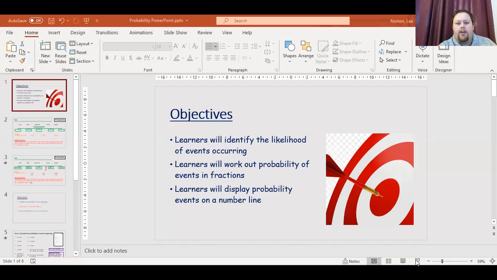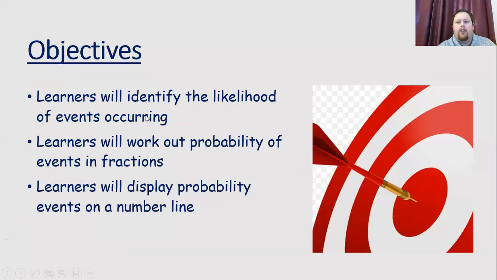So today what we're looking at is identifying the likelihood of an event occurring. Okay, that's what probability is: chance, the likelihood of something happening. Learners will work out probability of events in fractions. So with probability, we're often working with decimals or fractions. For today, we'll look at fractions. And learners will display probability events on a number line.